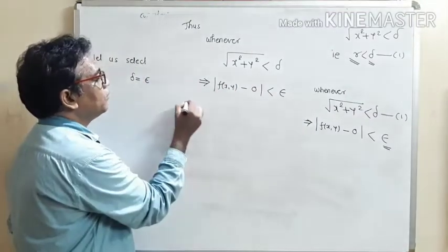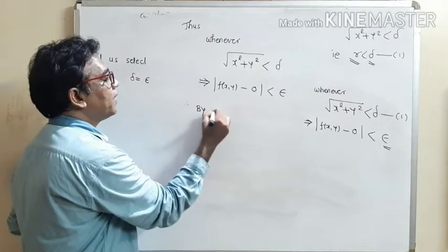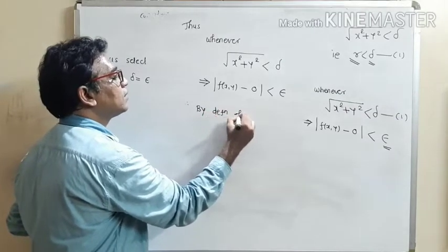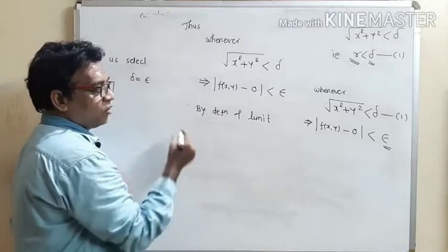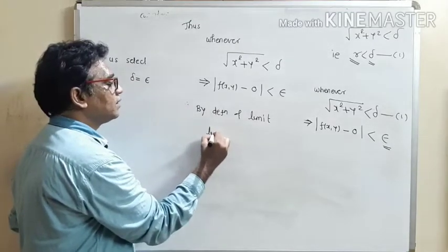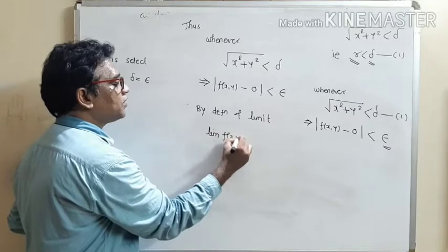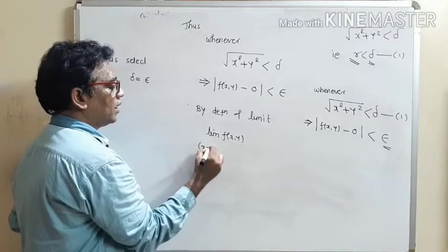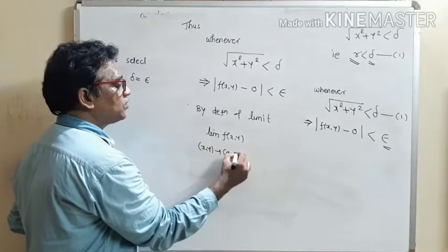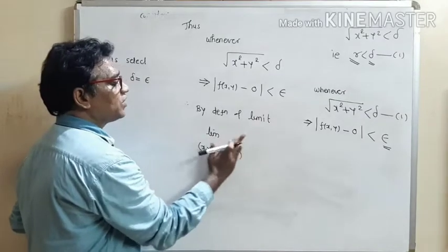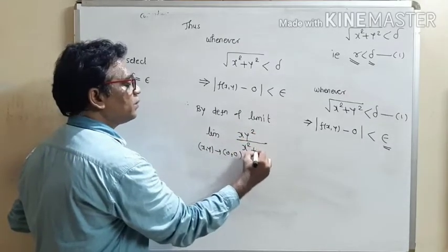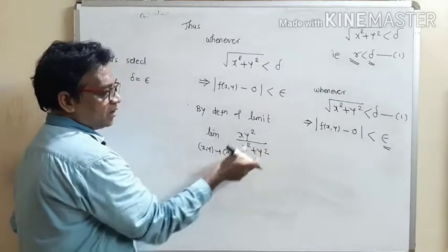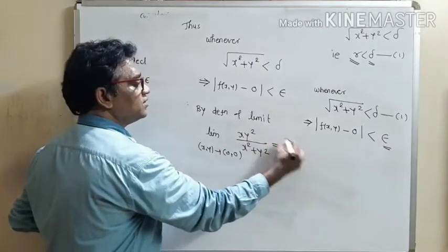So write down here, therefore, by definition of limit, the limit of fxy as xy approaches 0, 0, where fxy is xy square divided by x square plus y square, the value of this limit will be 0.